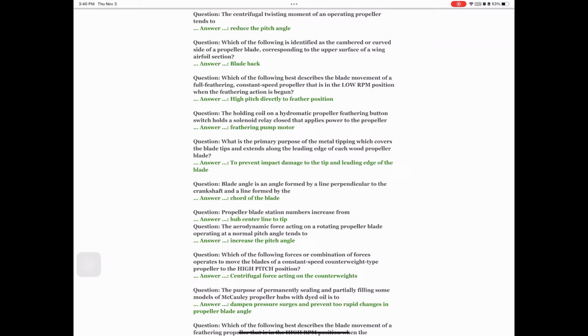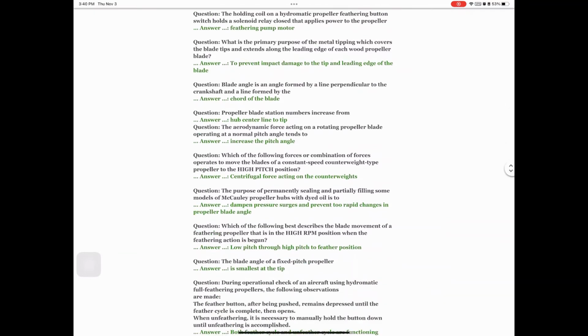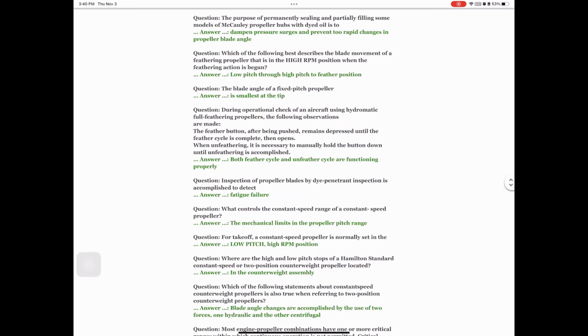Question: which of the following forces or combination of forces operates to move the blades of a constant speed counterweight type propeller to the high pitch position? Answer: centrifugal force acting on the counterweights. Question: the purpose of permanently sealing and partially filling some models of Macaulay propeller hubs with dyed oil is to? Answer: dampen pressure surges and prevent too rapid changes in propeller blade angle.